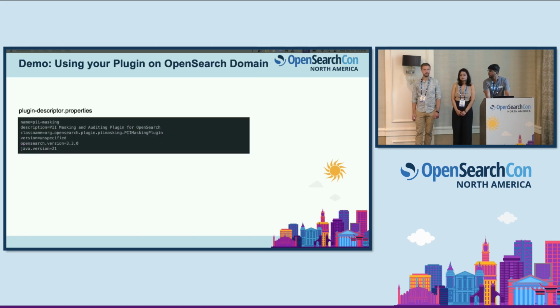Before jumping onto the demo, I'll quickly share the plugin descriptor properties. It has some fields like name, description, and so on, but the main field is the class name, where we have defined the PII masking plugin. Then we have also defined the OpenSearch version, which is 3.3 here, and the Java version, which is 21.